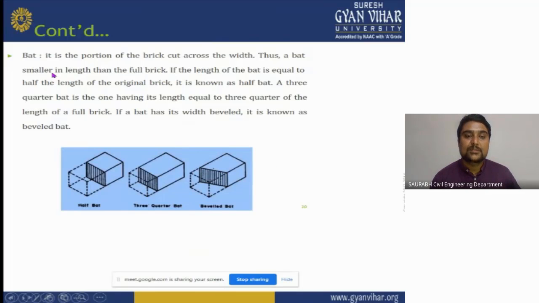Now we will see the definition of bat. It is the portion of a brick cut across the width. Thus, a bat is smaller in length than a full brick. If the length of the bat is equal to half the length of the original brick, it is known as the half bat. A three-quarter bat is one having its length equal to three-quarters of the length of a full brick. If a bat has its width beveled, it is known as a beveled bat.